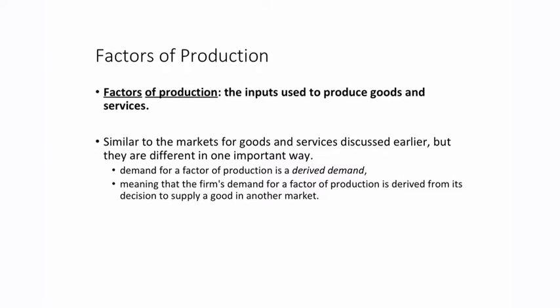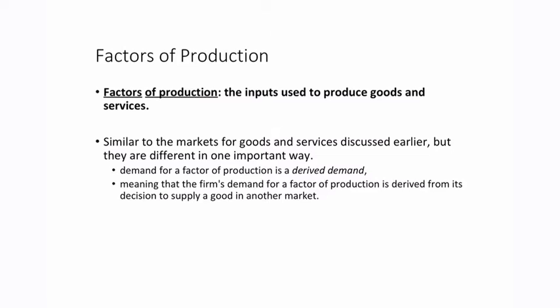What we see is that the market for factors of production is very similar to the market for goods and services, in that the price of factors of production is determined by supply and demand. There is one key difference, though, in this market compared to the market for goods and services: the demand for factors of production is called derived demand. Specifically, it is derived from the firm's need to produce final goods and services. So the demand for factors of production comes from the production decisions of firms.